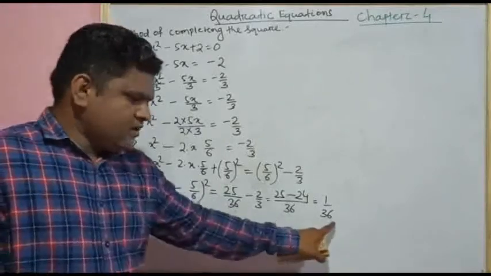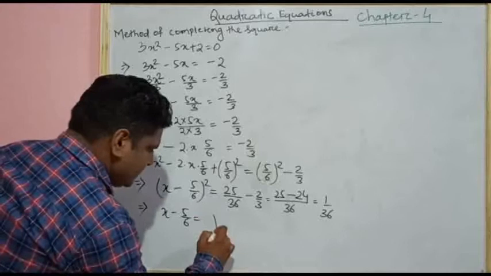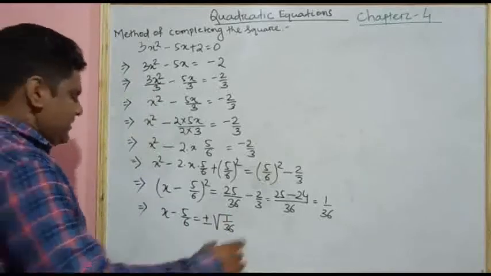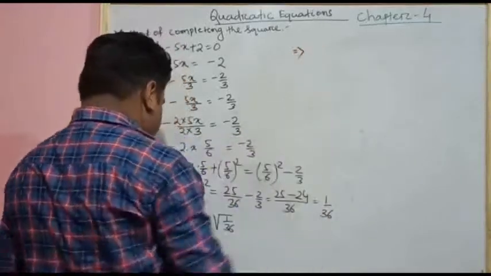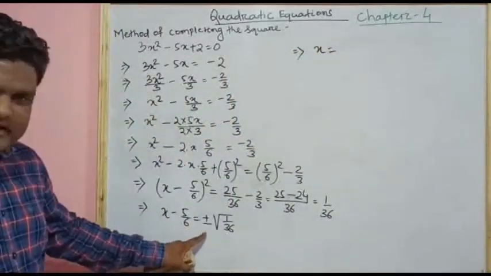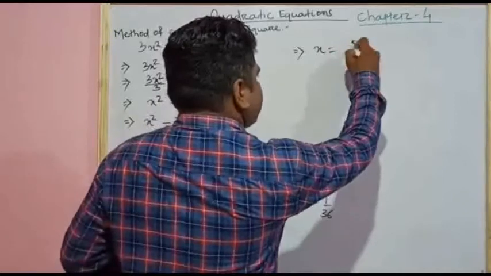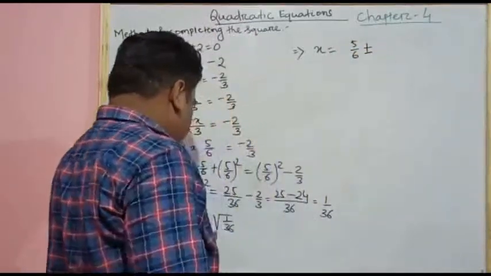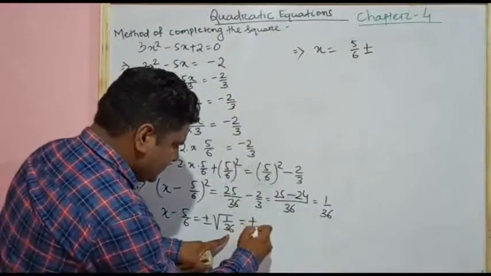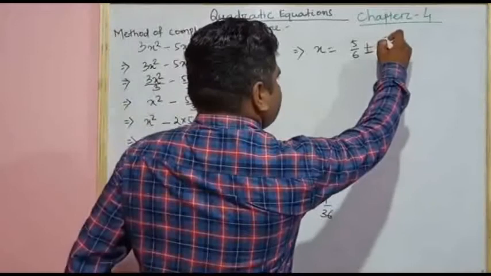So this much will be root over of this one. So x minus 5 by 6 is equal to root over of 1 by 36. We have to put plus minus. Next step, x equal to, when it moves towards RHS it will be positive, because in LHS it is negative. So it is 5 by 6 plus minus root over of 1 by 36, which can also be written as plus minus root over of 1 is 1, root over of 36 is 6, or it is 1 by 6.